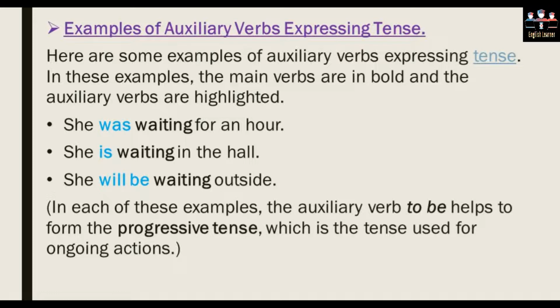Second example is, she is waiting in the hall. In this example, is is highlighted and it is an auxiliary verb, whereas waiting is the first form of a verb along with ing.